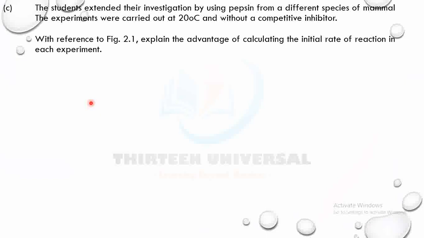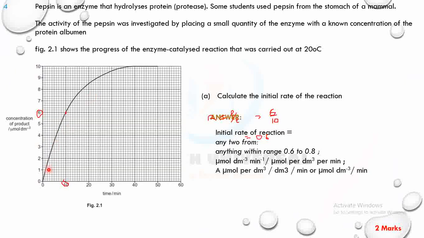The student extended their investigation by using pepsin from a different species of mammal. The experiments were carried out at 20 degrees Celsius and without a competitive inhibitor. With reference to fig 2.1, explain the advantage of calculating the initial rate of reaction in each experiment. So what is the advantage, guys? Because it gives us the fastest rate of reaction.